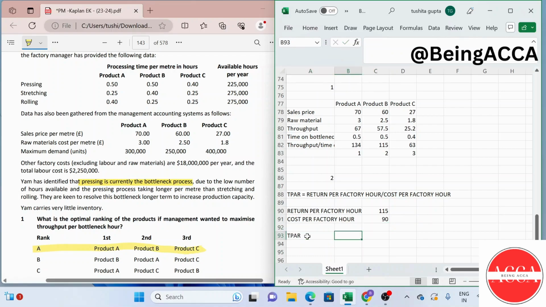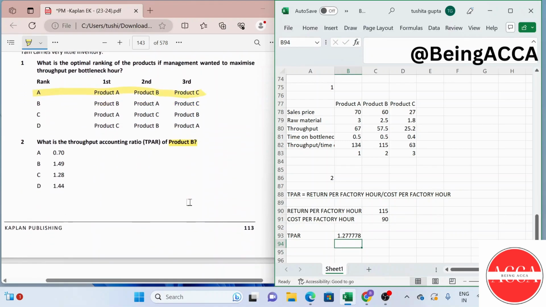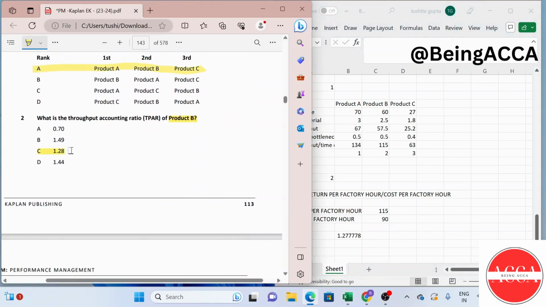So I have my answer with TPAR equals to this, which is return per factory hour divided by cost per factory hour. This gives me 1.27, or I can say 1.28, which is option C.